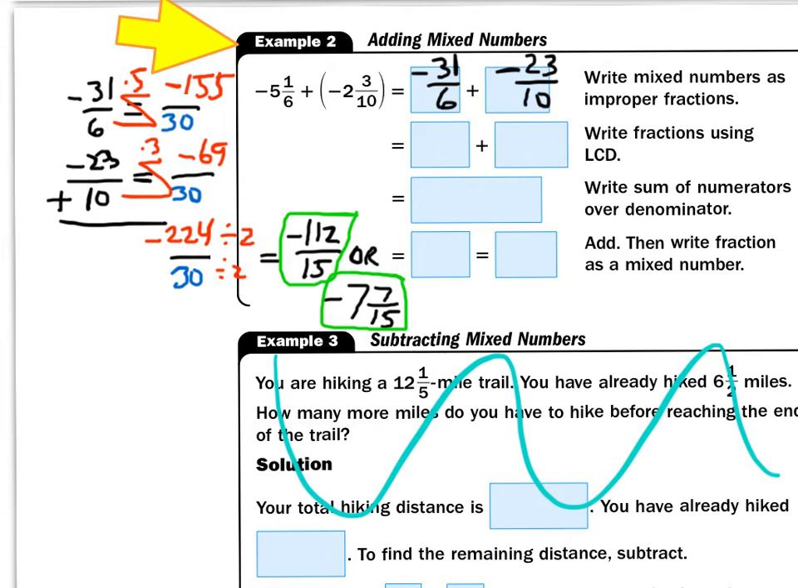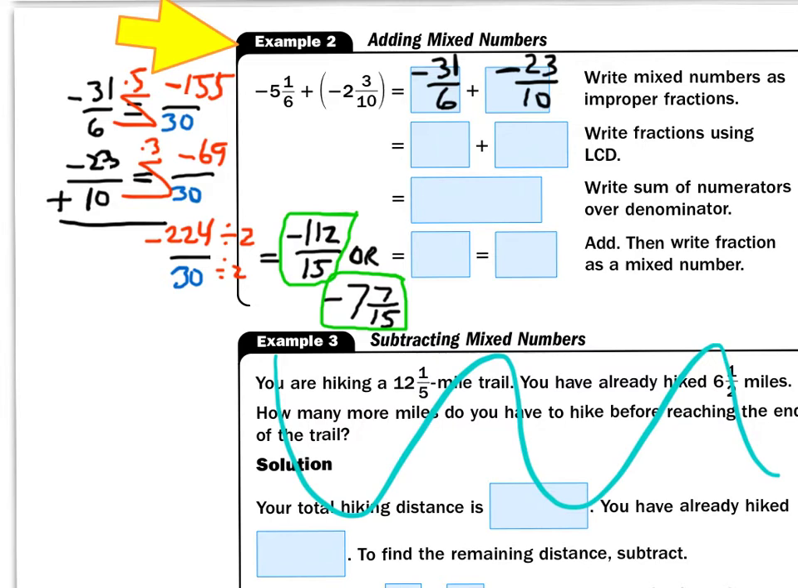Now grab your blue pen and look at the 6 and the 10. Go to the 10 because that's bigger, and 6 will not go into 10 without remainders, so do the next multiple of 10, which is 20. 6 won't go into 20 without remainders, so do the next multiple of 10, which is 30, and 30 works. So put 30 in every denominator spot, okay?